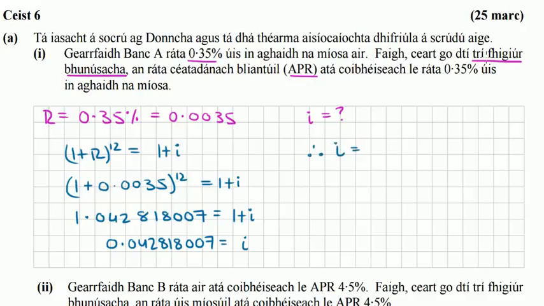So they told us to round it to three significant figures. The first three significant figures are 4, 2, and 8. In order to change it from a decimal into a percentage, I multiply it by 100 anyway. So multiplying it by 100, we're going to get 4.2818007. So then to three significant figures, we have 4.28%.